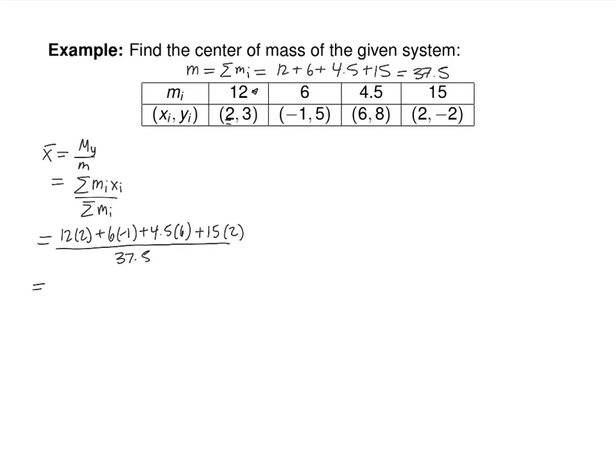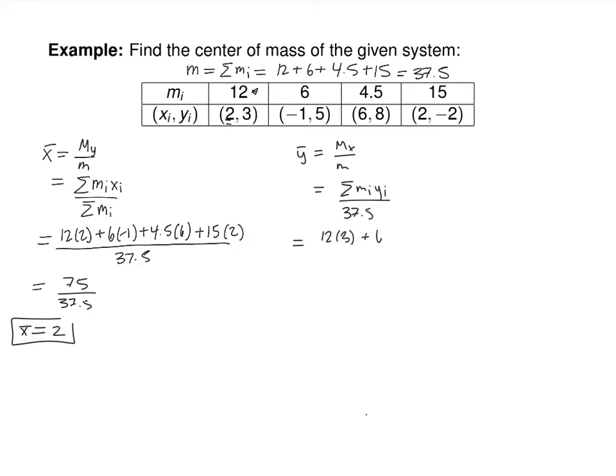And that gives us 75 over 37.5, or 2. So x bar is 2. And then y bar is Mx over M, which is the sum of mi yi over M, which we already found to be 37.5. So the mi yi will be 12 times 3, 6 times 5, 4.5 times 8, and 15 times negative 2, all over 37.5.